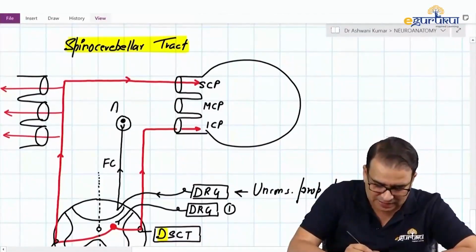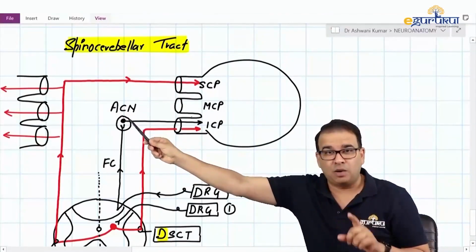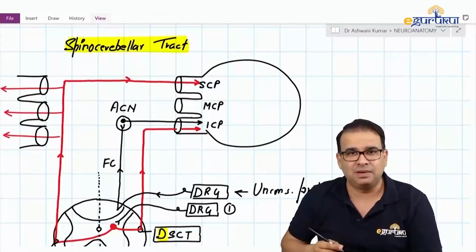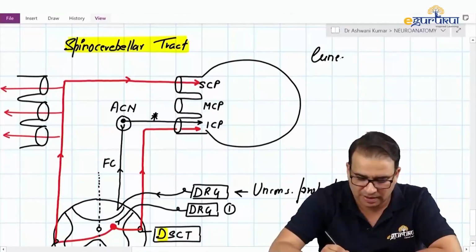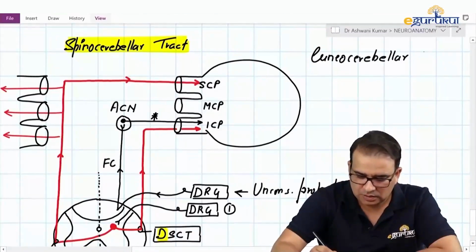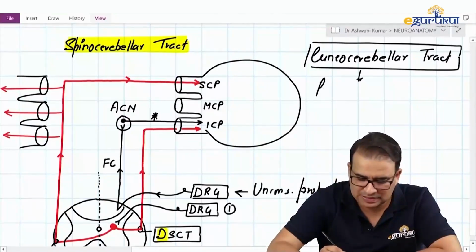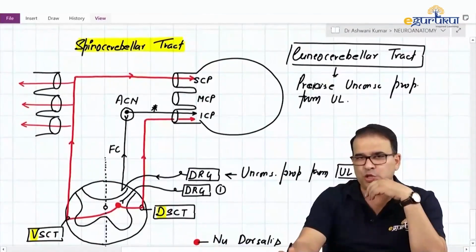So this here is ACN, the accessory cuneate nucleus, from which the second order neuron will come and enter again through the same inferior cerebellar peduncle, which makes sense because the accessory cuneate nucleus is present in the medulla oblongata, and if a fiber is coming from the medulla oblongata and has to go inside the cerebellum, it obviously will go through which peduncle? Inferior cerebellar peduncle only. So guys, what should be the name of this tract? It is coming from the accessory cuneate nucleus. This tract is called the cuneo-cerebellar tract. And this cuneo-cerebellar tract was carrying the precise unconscious proprioception from the upper limb. This is called the cuneo-cerebellar tract.